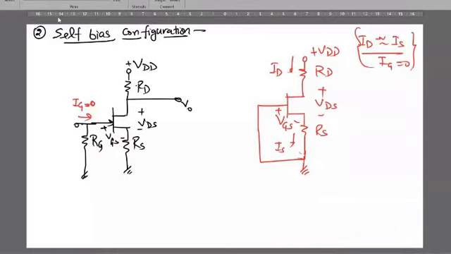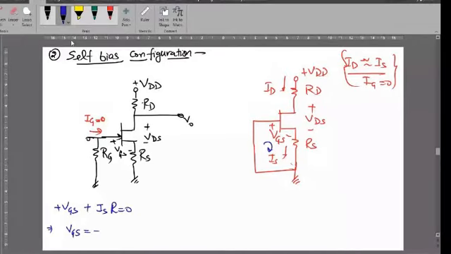So here we can see if we apply KVL in this loop, this loop KVL provides plus VGS plus IS into RS equals 0. And finally, we can get VGS equals minus IS, which becomes minus ID into RS. I don't think there is any problem.